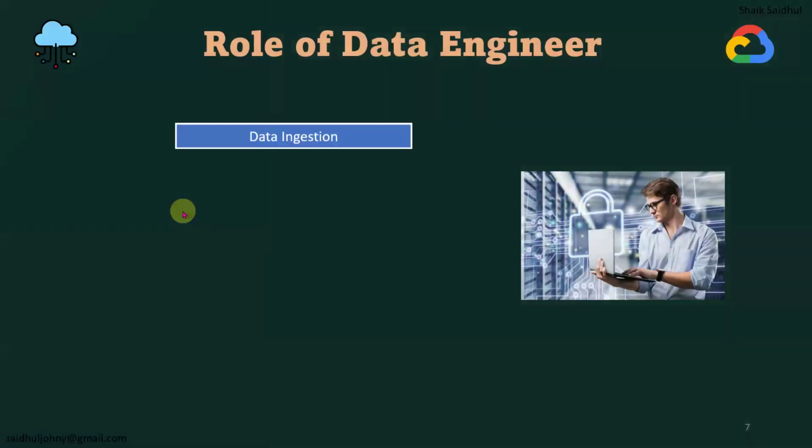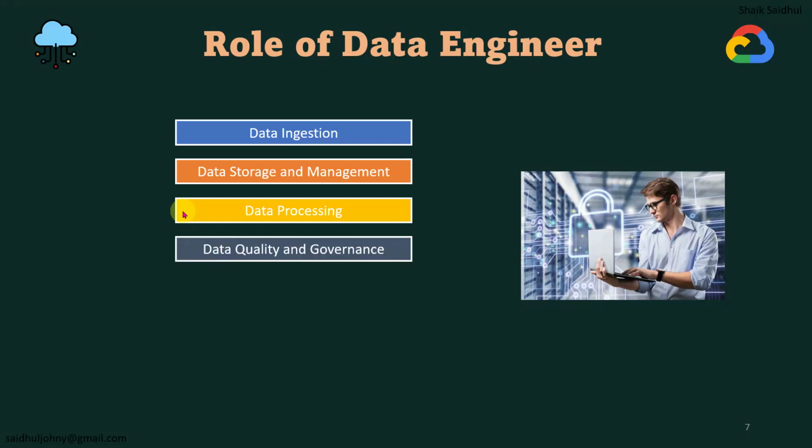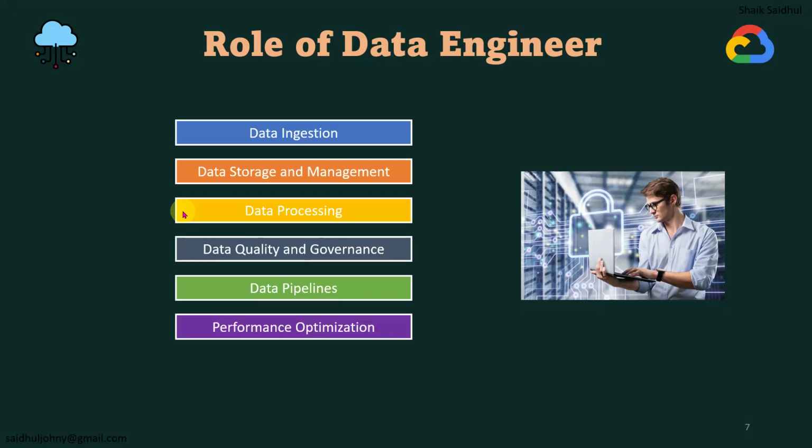What is the role of a data engineer first. A data engineer must work on data ingestion, because you have to extract the data from multiple data sources, and we need to focus on data storage and management. We have to store the data, right? Then we have to work on data processing, data quality and governance, data pipeline creation, performance optimization, monitoring and maintenance. If you want to become a good data engineer, you must learn all of these things.